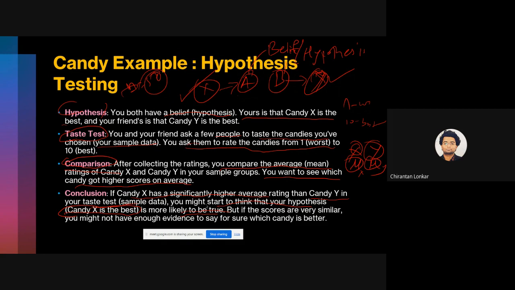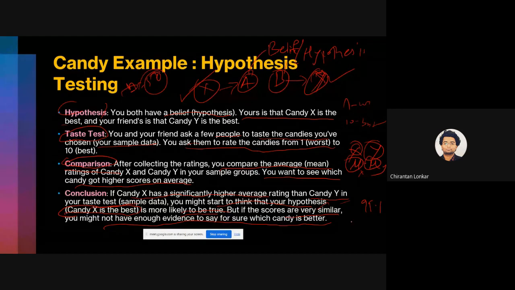Now, it is not just me giving a biased opinion that, hey, you know what, it is great. But now I have 50 more people backing me, who are saying that, hey, you know what, candy X is better as compared to candy Y. But if the scores are very similar, let's say if you get a rating like 9 and 9.1 out of 10, you might not have enough evidence to say for sure which candy is better. At that point of time, what will we do?